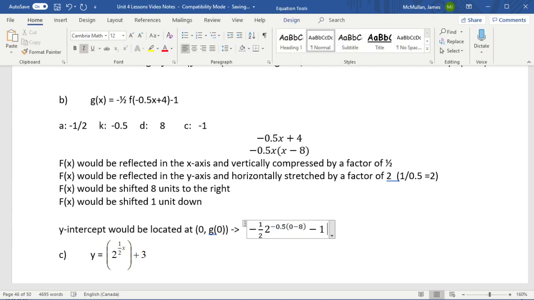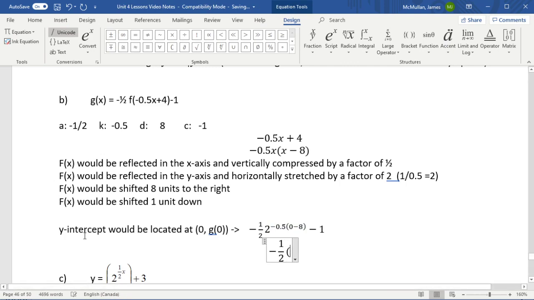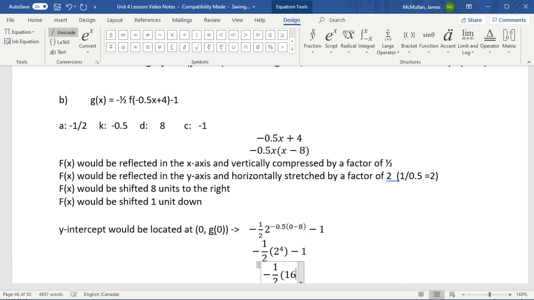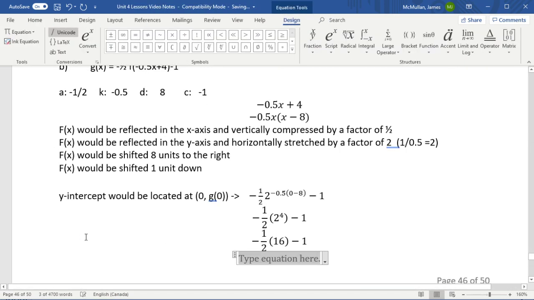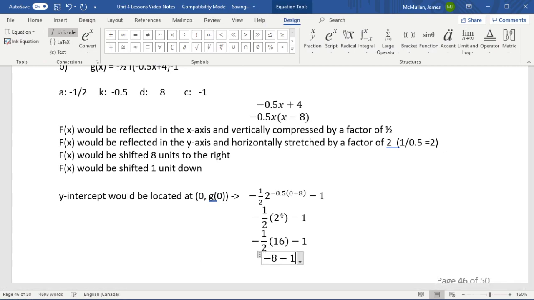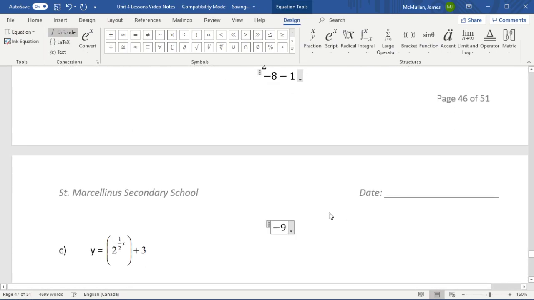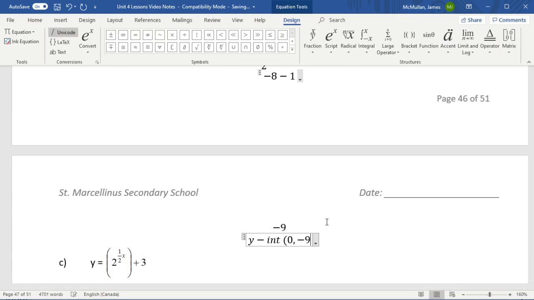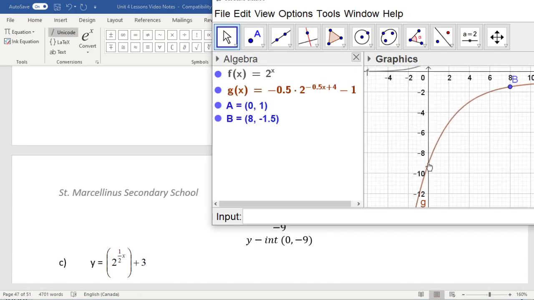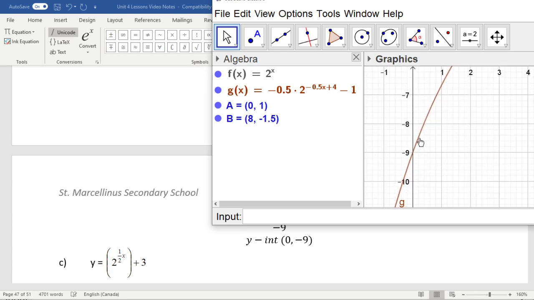So what happens here? We get negative 1/2, okay, 2 to the power of negative 0.5 times negative 8 is 2 to the power of 4, and then minus 1, and so we get negative 1/2 times 16, take away 1, which is negative 8, take away 1, which is negative 9. So I'm hypothesizing that the y-intercept is located at (0, negative 9). Let's just have a look here. Looks good, right? (0, negative 9) looks good.